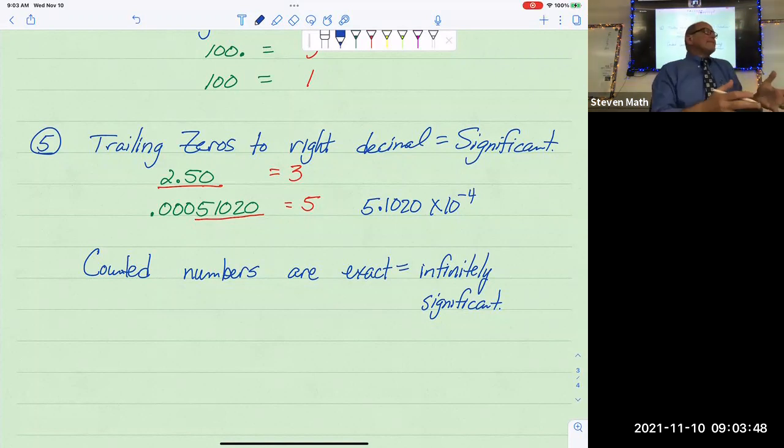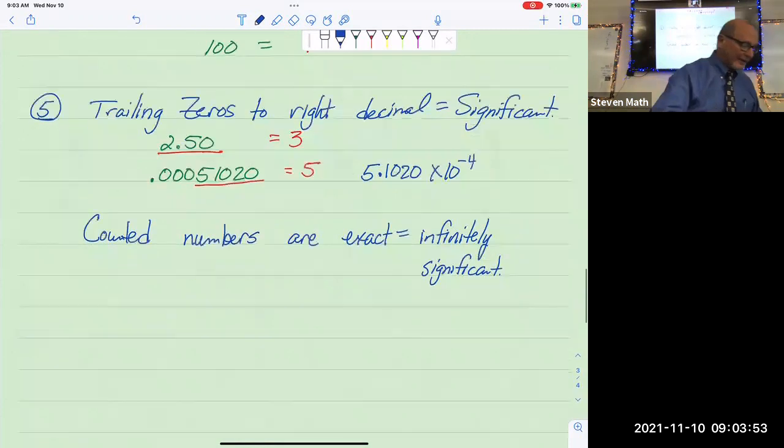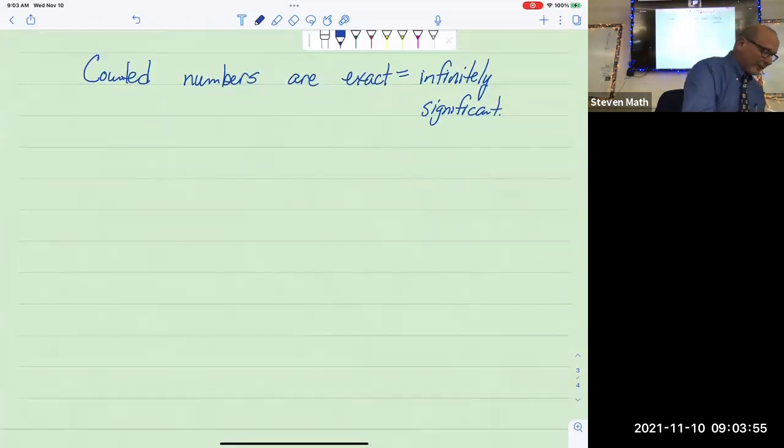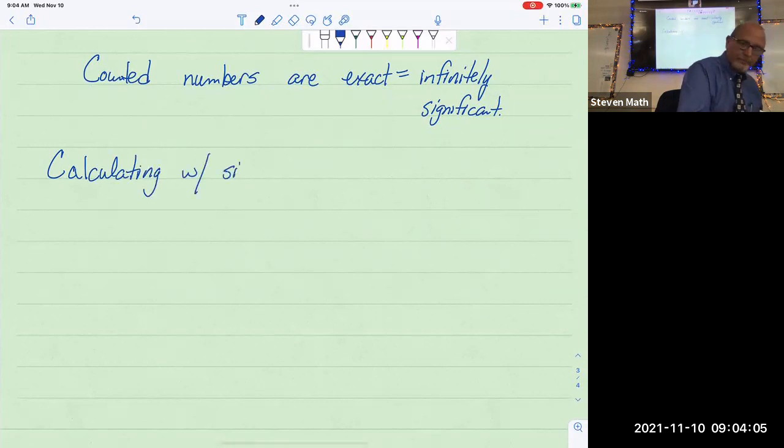Now that's nice. That's if we're just counting them up in a problem. But when we're doing problems, we're going to do computation with them. So now we've got to do calculating with sig figs. This is what part of your worksheet is tomorrow.